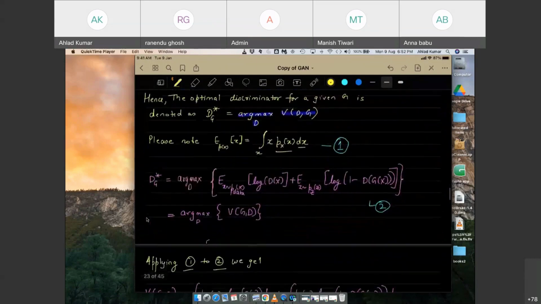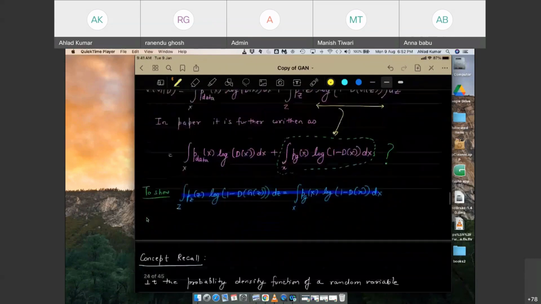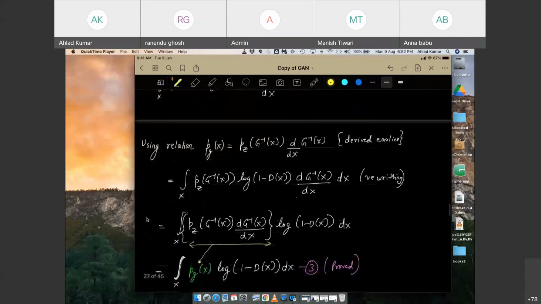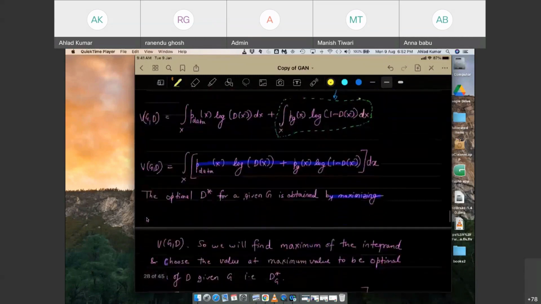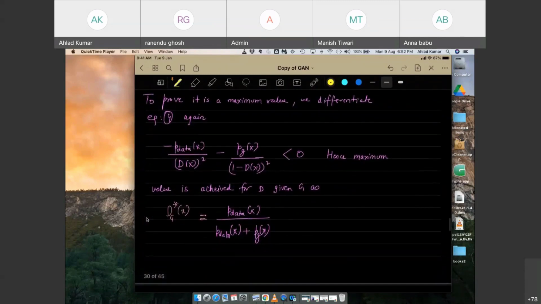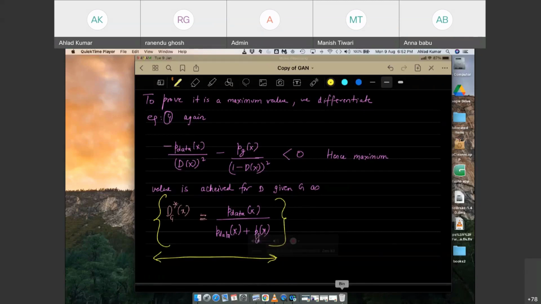I'm not going into the details of these derivations because these derivations are trying to solidify these concepts, but time is not there for this. But I will give you the reference from where you can understand all this in detail. So this is basically trying to show you the derivation for how you get this optimal discriminator DG star. So just for your understanding, I will show you the link from where you can watch this in more detail.